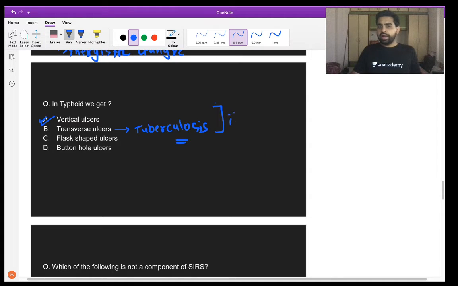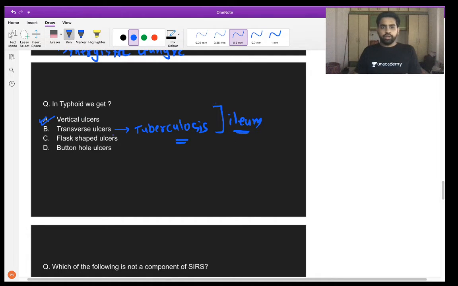ileum. The ileum portion is the most commonly involved or affected, and to be specific, in typhoid we get a longitudinal ulcer, in TB we get a transverse ulcer, and amoebic. Very good. Basically Kevin has summed it up for us. Very good to Kevin. The vertical ulcers we get in typhoid, the transverse ulcers we get in tuberculosis, and the flask-shaped ulcers are seen in amoebiasis.